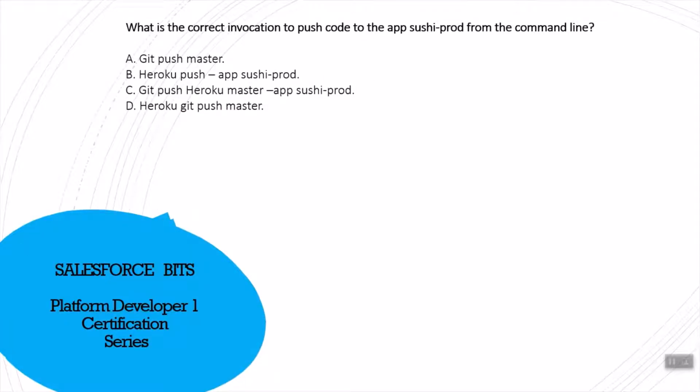What is the correct invocation to push the code to the app sushi prod from the command line? So the correct answer would be git push heroku master app sushi prod. So normally we don't use it much, but yeah, this is part of the question.